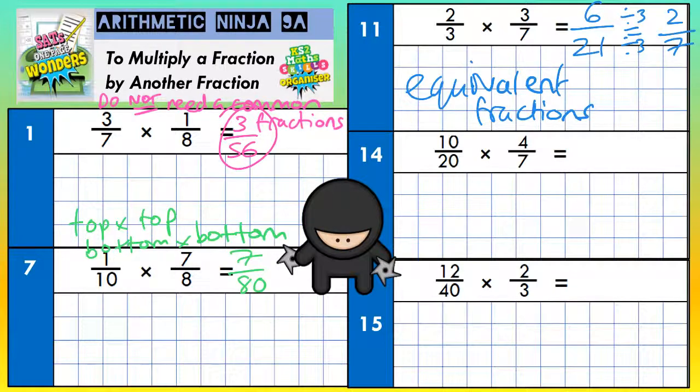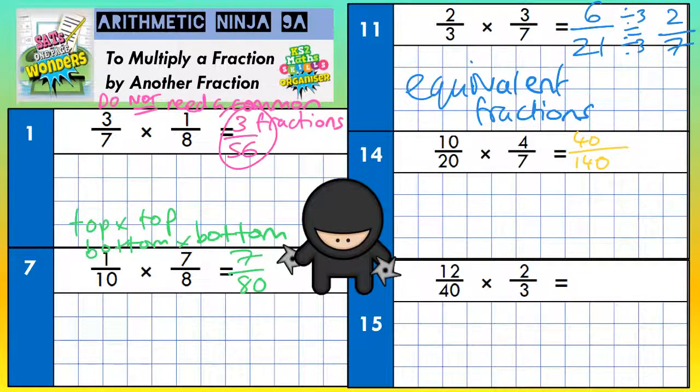Next question. Top times top, bottom times bottom. So 10/20 times 4/7. 10 times 4 is 40. 20 times 7, well, 2 times 7 is 14. So 20 times 7 must be 10 times bigger, so that's 140. Final answer, 40 over 140.